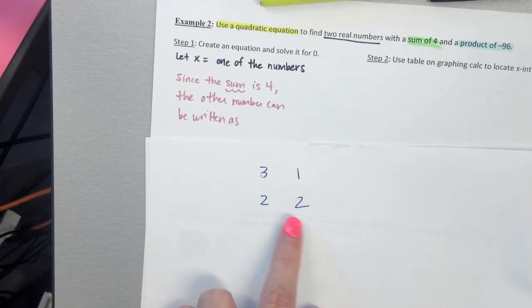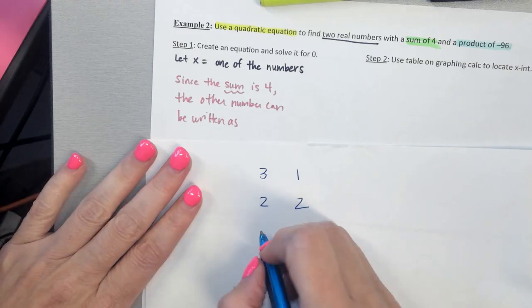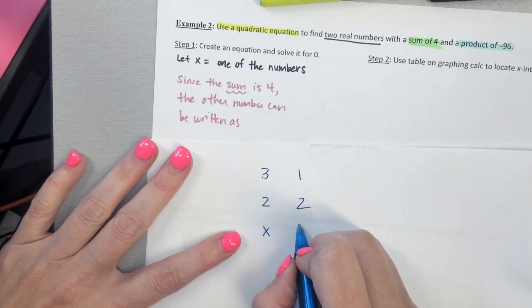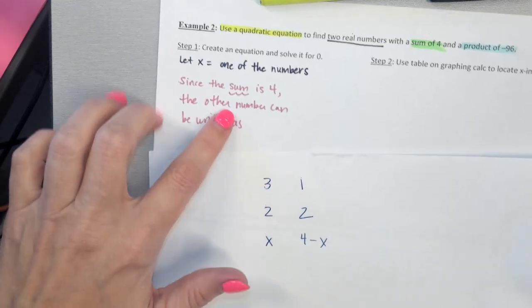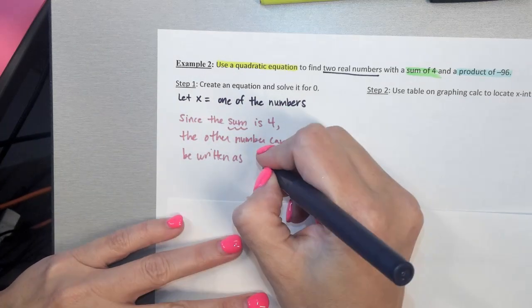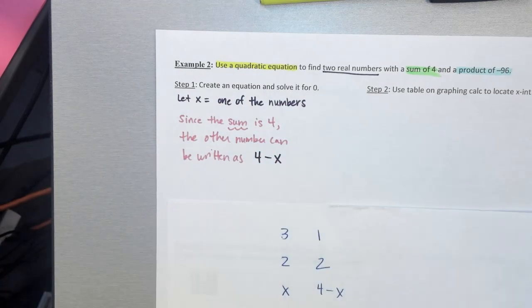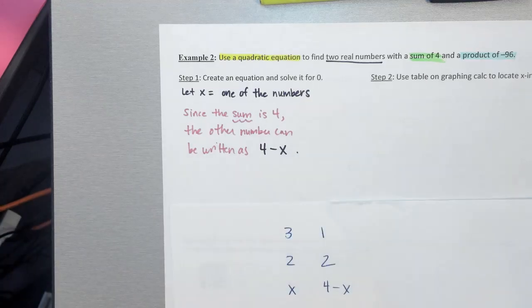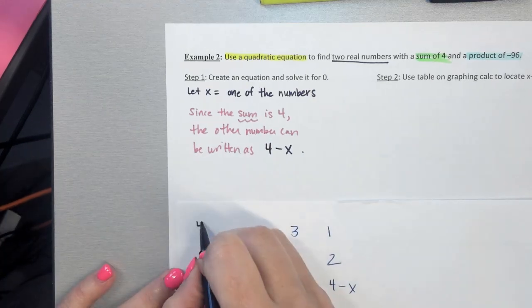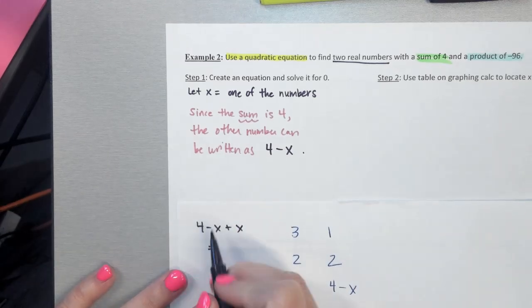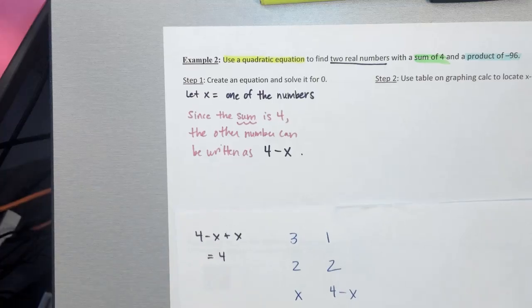You can do 4 minus 2 to get 2. Well, if it's x, then to find the other one, we just have to do 4 minus x. So that's what we're going to call it. Since the sum is 4, the other number can be written as 4 minus x. Because if you were to add 4 minus x to x, what would that equal? 4. That's why we're able to do that.